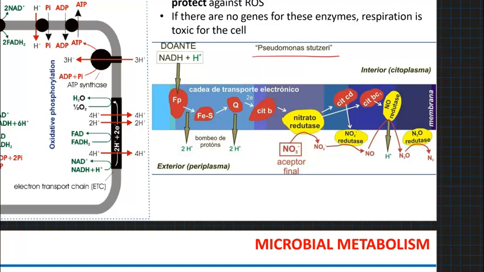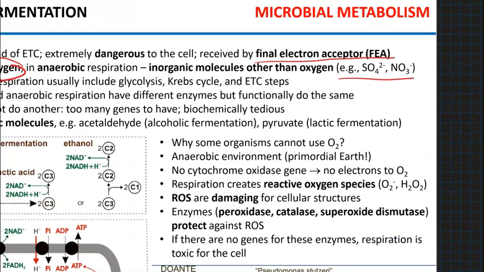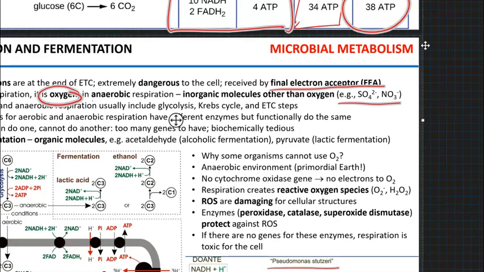Okay? So basically, here's the idea. You see those electrons moving around? Eventually, they get accepted by nitrate, and it can stop at nitrite, or it can produce nitric oxide, or it can produce nitrogen at the end. Not the point. The point is that the final electron acceptor in anaerobic respiration is an inorganic molecule that is not oxygen. Am I clear?